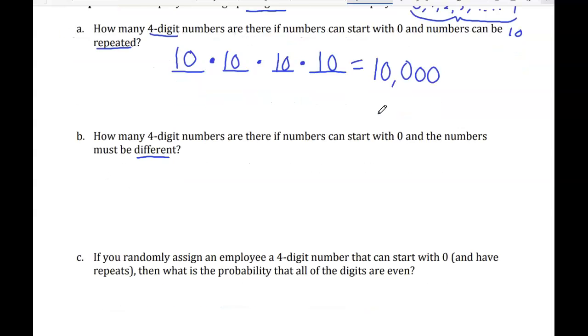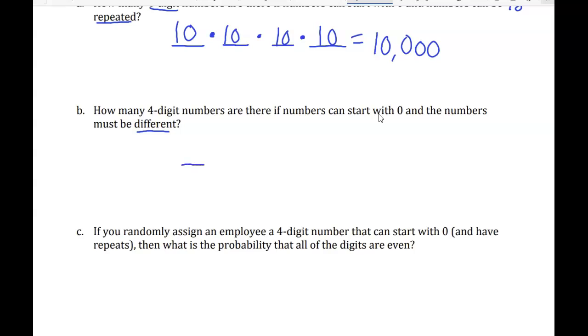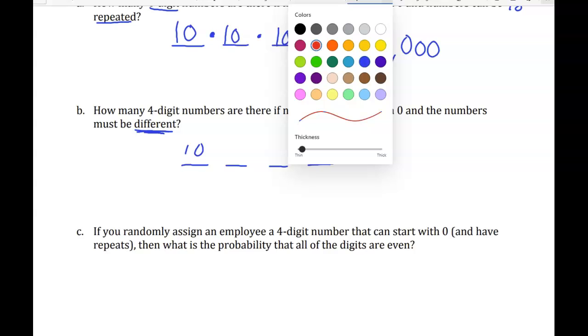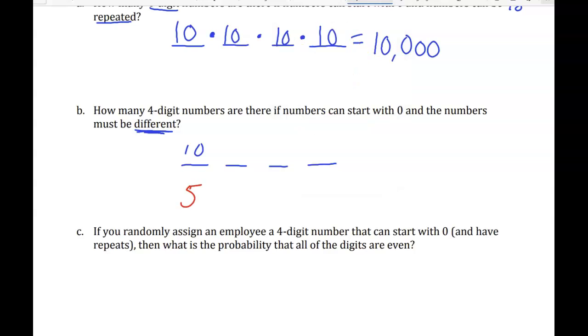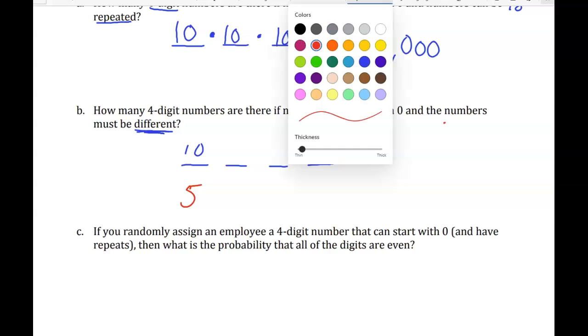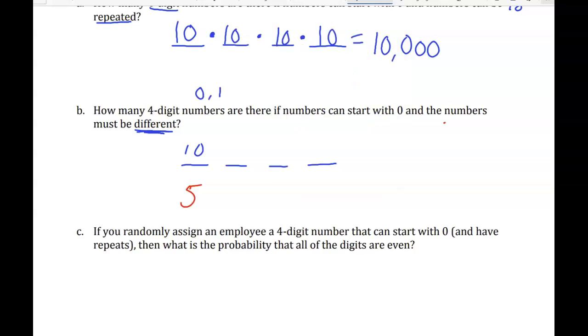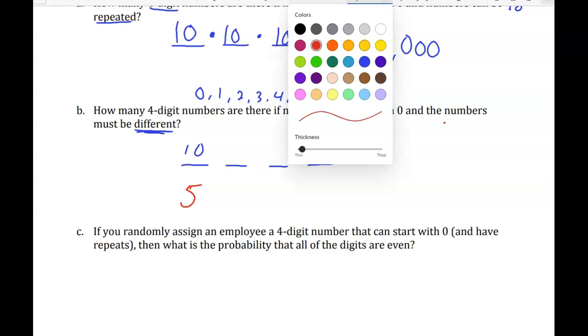Now, if they must be different, so I've got a 4-digit number, they must be different. For the first digit, I have 10 numbers to select from. Let's say that I select a 5. So in my numbers to select from, I have 0, 1, 2, 3, 4, 5, 6, 7, 8, and 9. I selected the number 5.